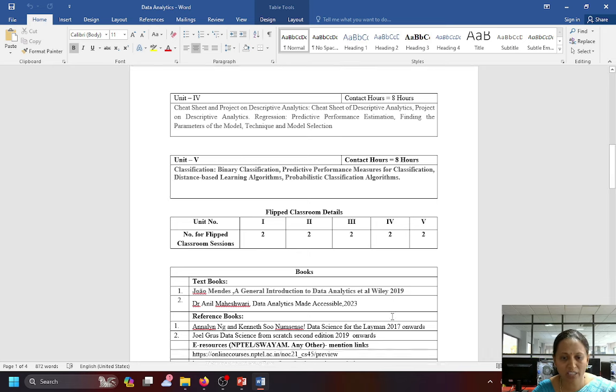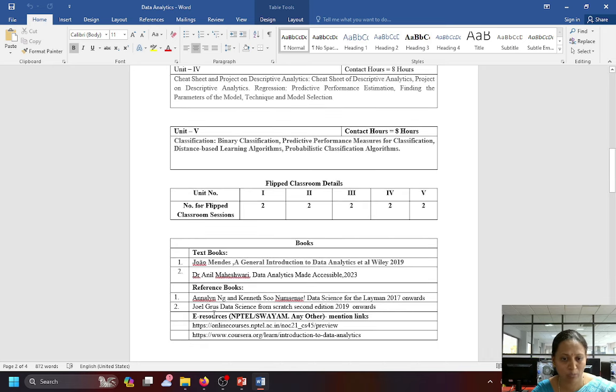So the important textbooks we are supposed to work with: we have a soft copy of this textbook, that is A General Introduction to Data Analytics by Wiley, 2019. We are trying to get these books in the library, but I hope you can refer to the soft copy.